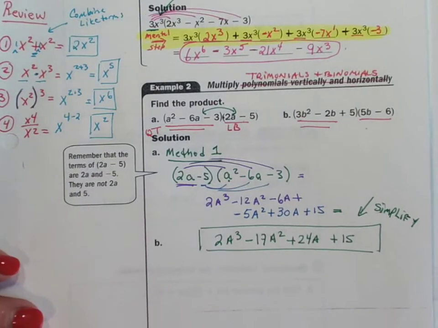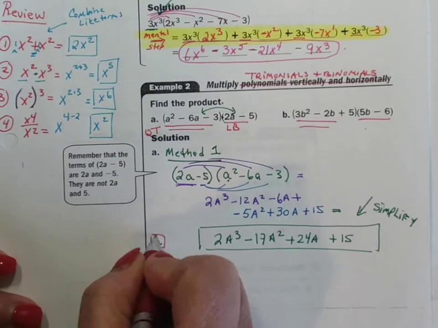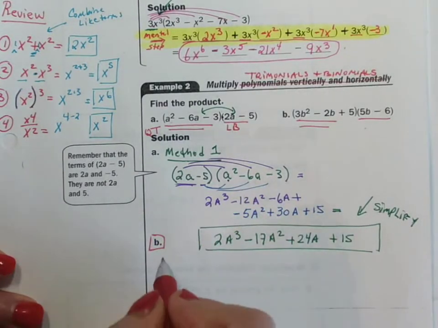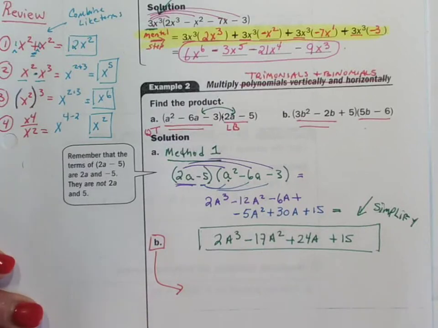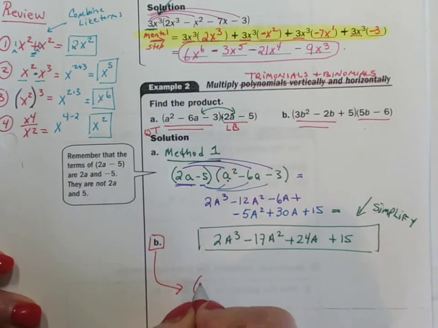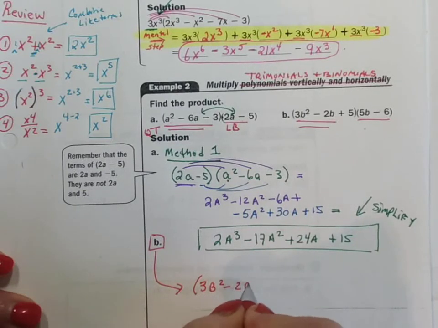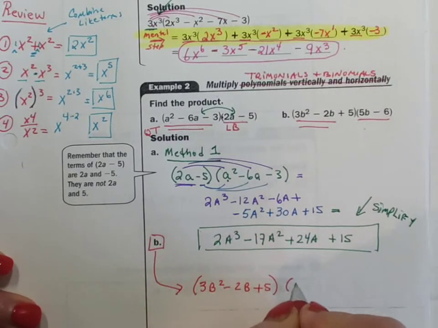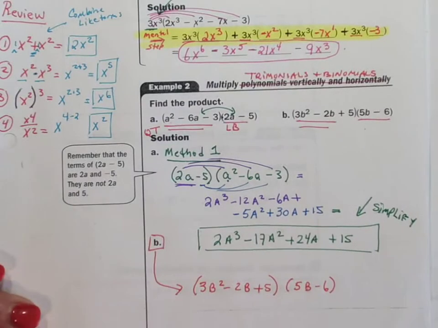All right, a second way we can do this problem, we're going to do it for b, is we're going to write it just the way it is given above. 3b squared minus 2b plus 5b minus 6.